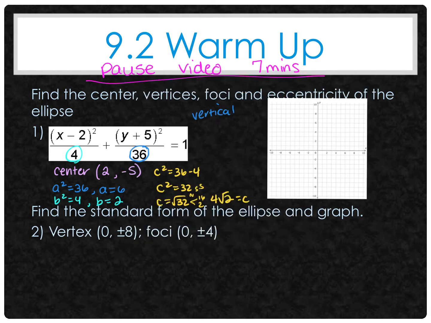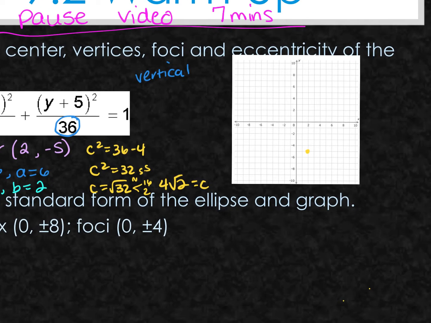I'm going to plot my center at (2, -5). Again, it's vertical, so I'm going to go up and down my A, which is 6. And I can already get my vertices from there. I went up and down, which means the H stays the same, 2 stays the same. I added 6, which gave me 1, and I subtract 6, which gave me -11. I could also count that from my graph.